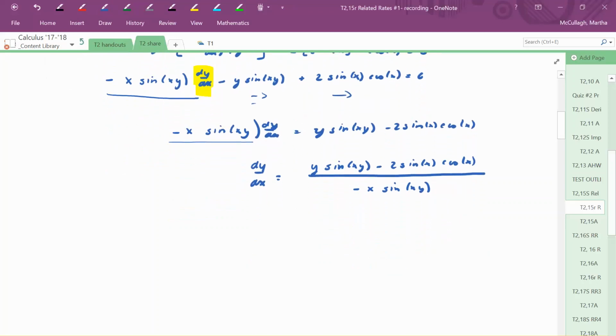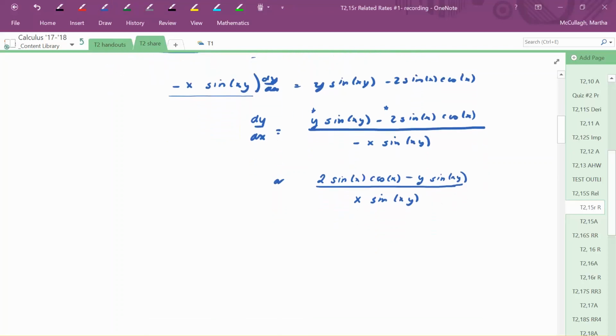If we wanted to not have a negative in the denominator, which is okay or not, I could multiply both the top and bottom by a negative 1. That would make this term positive and make this term negative. So I'm going to put the positive term first. I've got 2 sine x cosine x minus y sine xy all over what is now a positive sine xy.